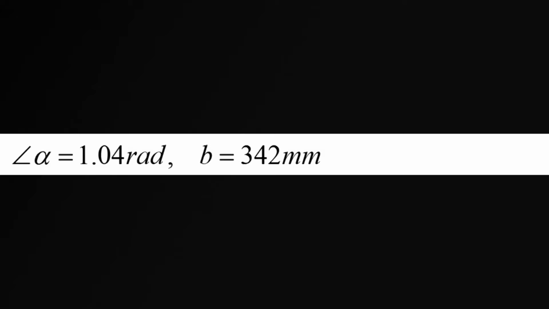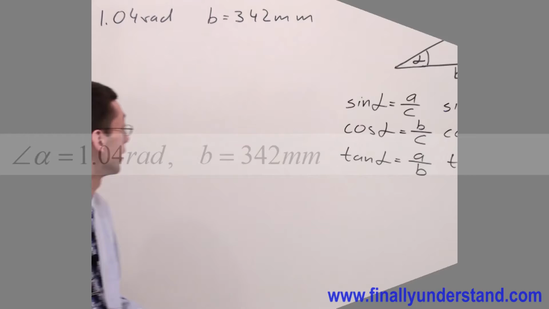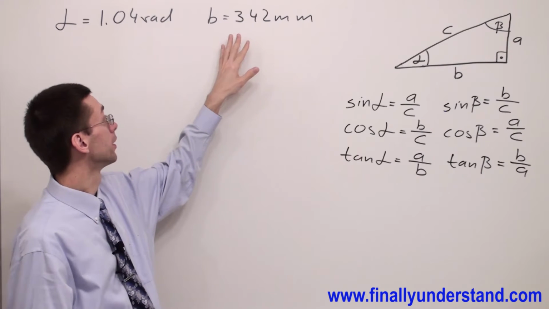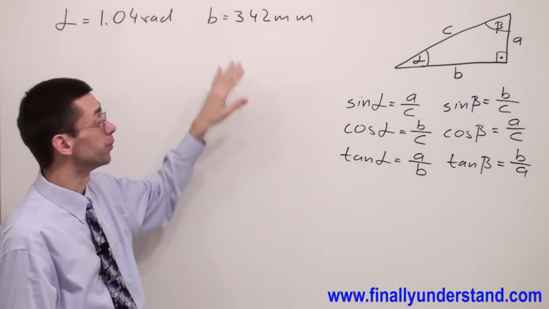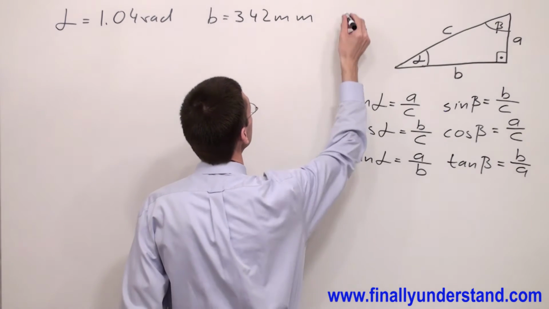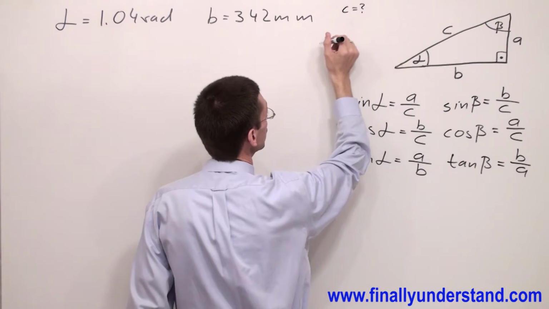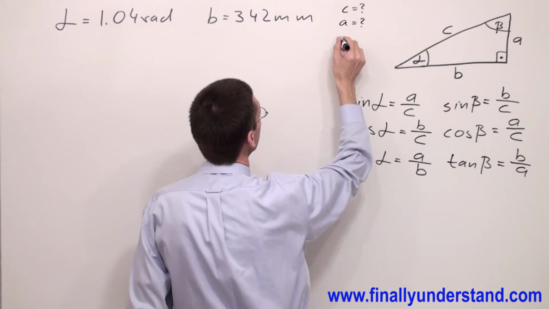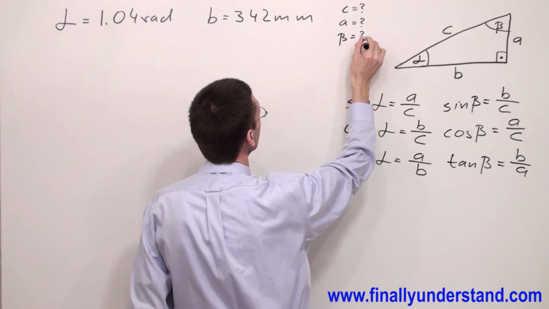Let's take a look at this example. This time we have angle alpha given in radians. We have given length of side B. We're supposed to find the length of side C. We're supposed to find the length of side A and angle beta.